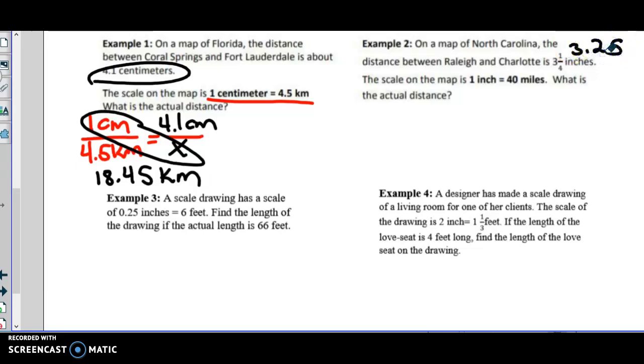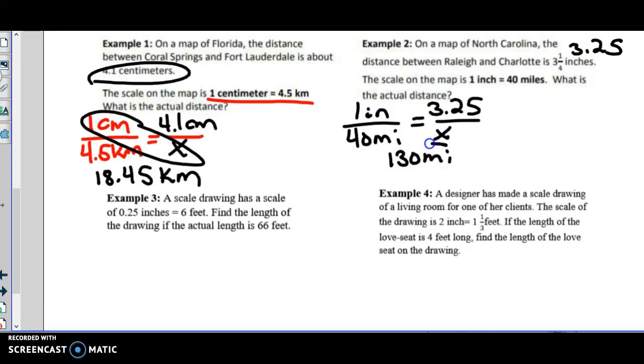So let's start with our scale. 1 inch, 40 miles. It tells us on the map is 3.25 inches, so inches in the numerator, x in the denominator. When I multiply 40 and 3.25, I get 130. So that means the distance is approximately 130 miles.